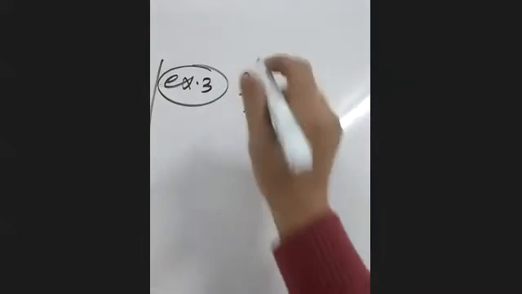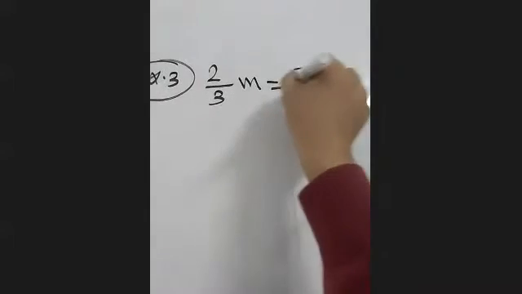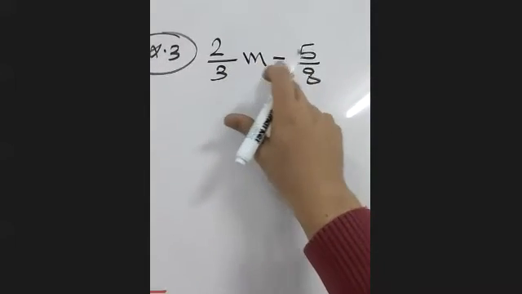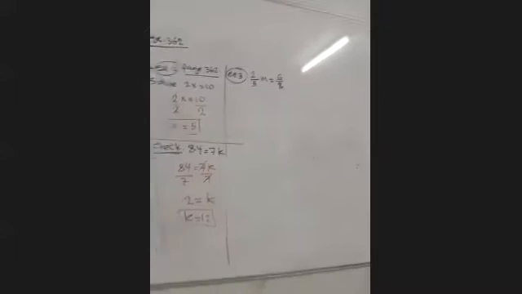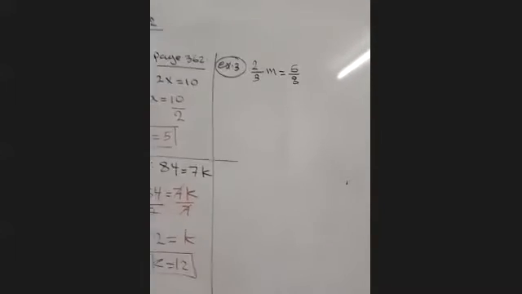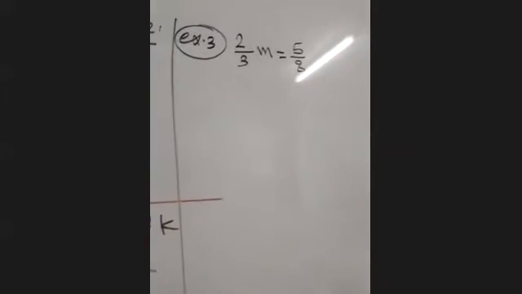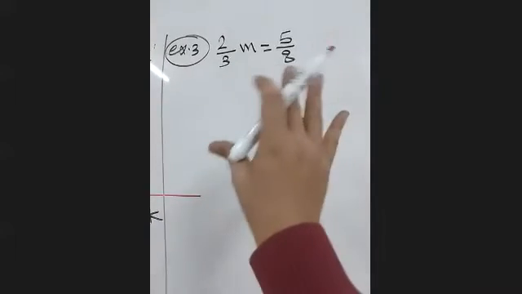2 over 3 multiplied by m equals 5 over 8. This is our equation with the fractions. And when we say fractions, guys, we did addition, subtraction, multiplying, dividing. We did everything with the fractions before. So it should be no problem here.